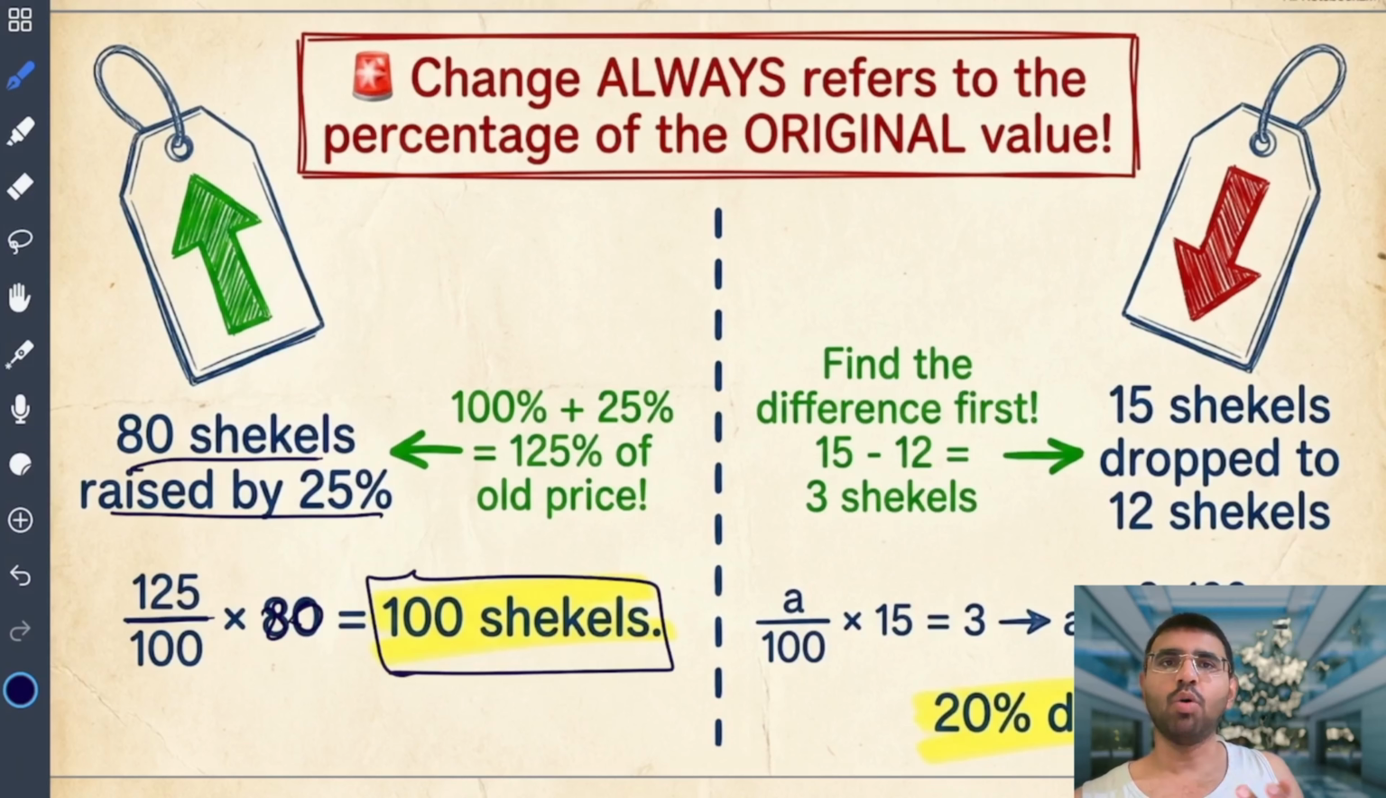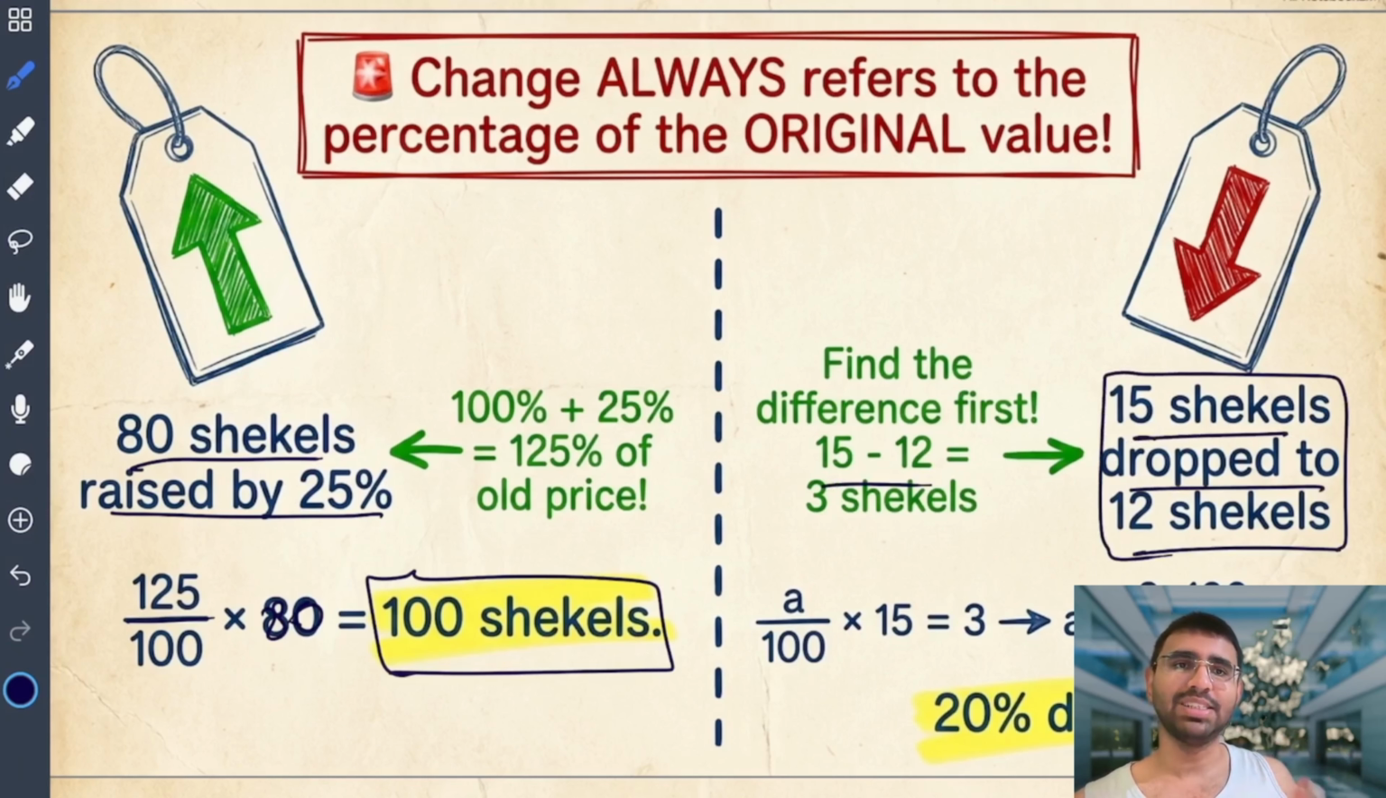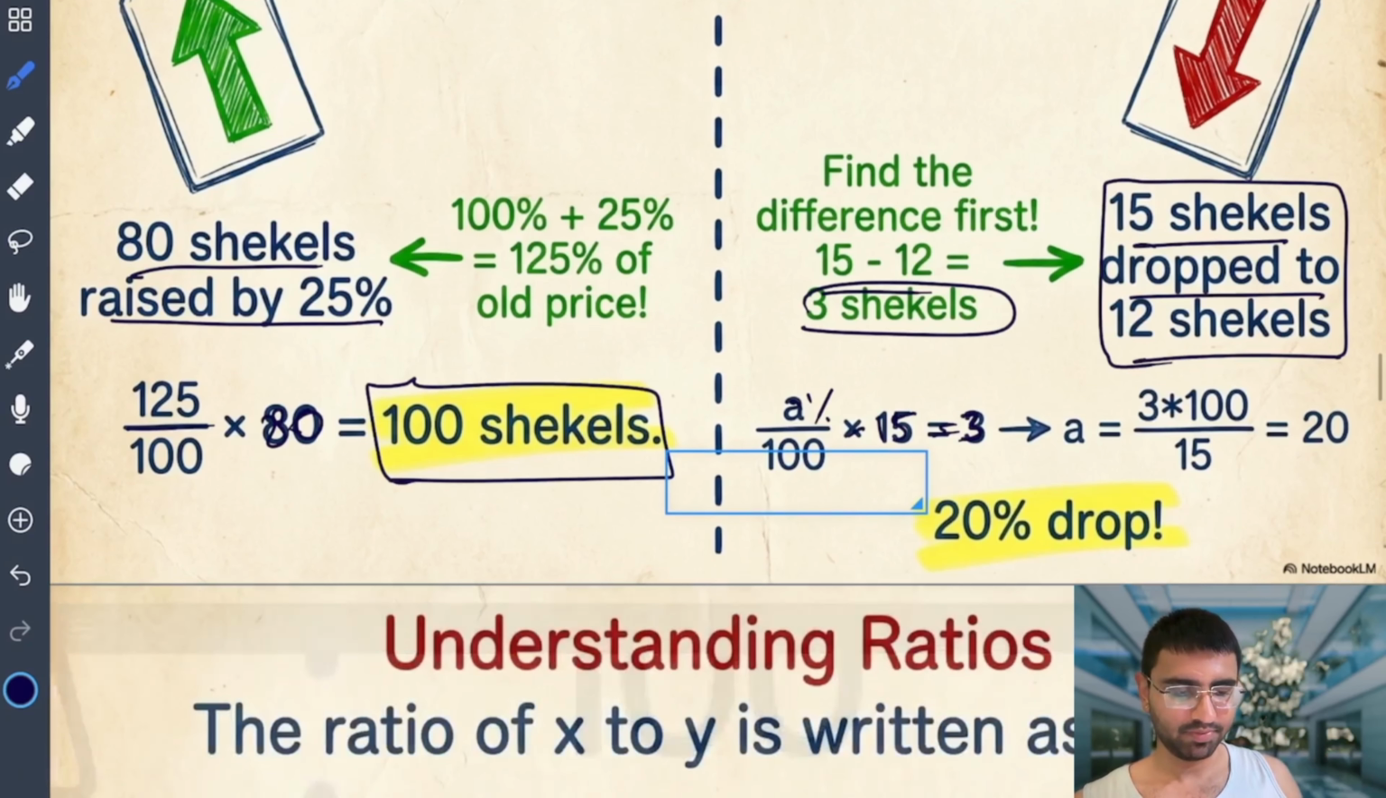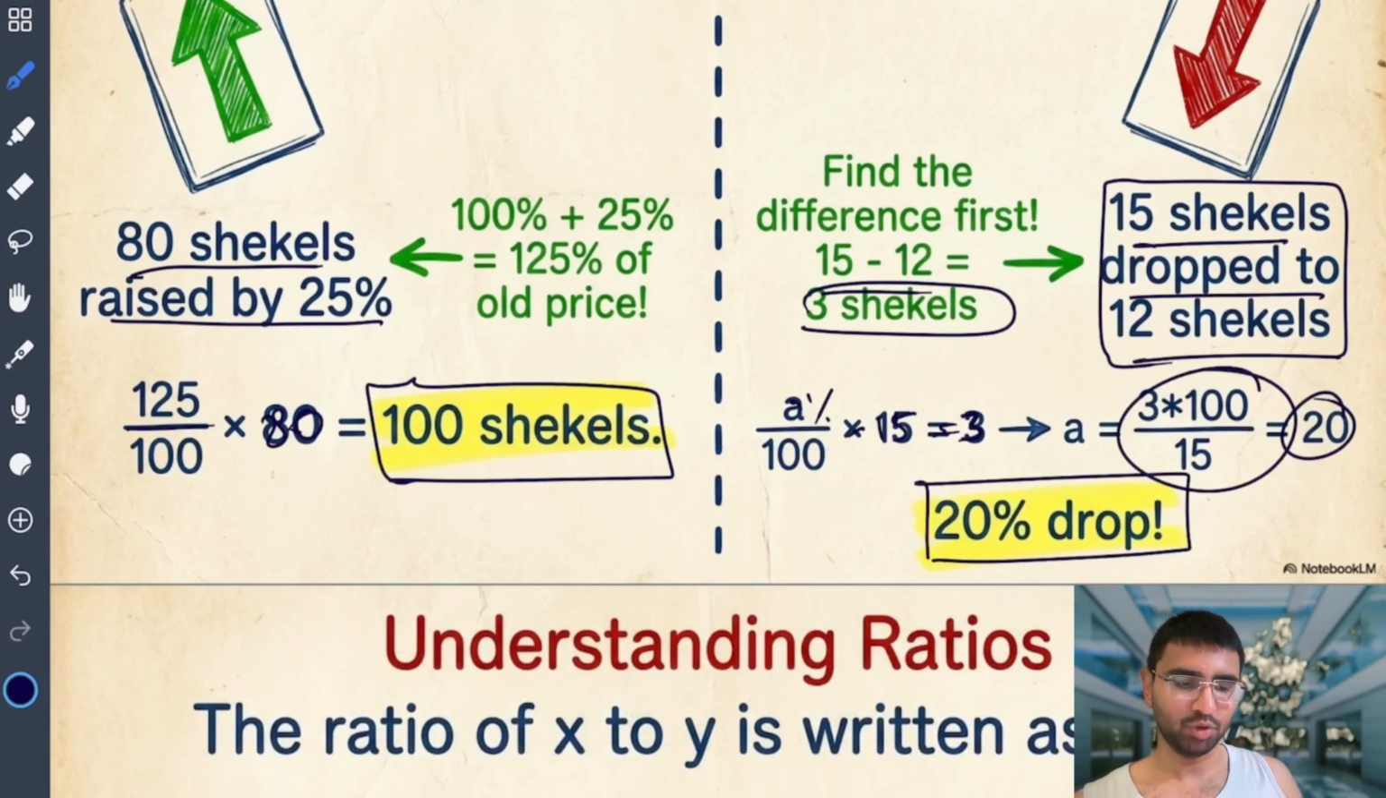Okay. Now find the difference first. For example, 15 shekels drop to 12 shekels. मतलब 15 से 12 आ गया, तो डिफरेंस कितना आ रहा है? 15 माइनस 12, 3. सो अब हमें निकालना है कितना परसेंटेज ड्रॉप हुआ. तो a by 100 into 15 is equal to 3. कि 15 का कितना परसेंटेज हुआ कि वो 3 कम आ गया. So a divided by 100 into 15 is equal to 3. So a is equal to 3 into 100 divided by 15, which gives 20%. There is a 20% drop when it drops from 15 to 12.